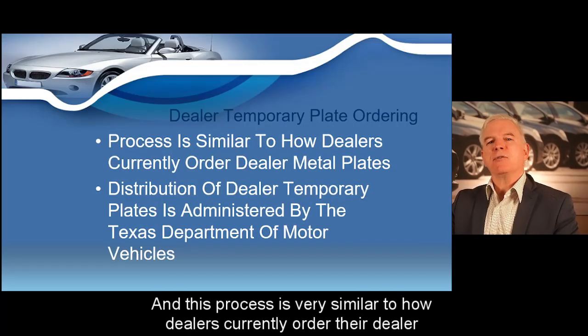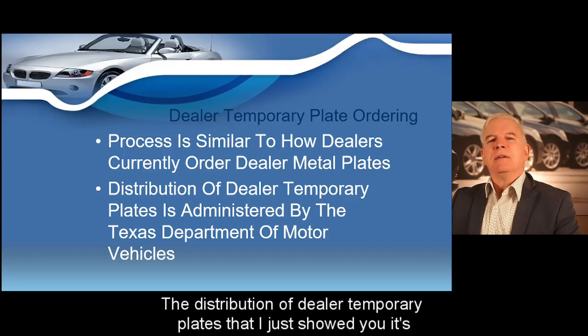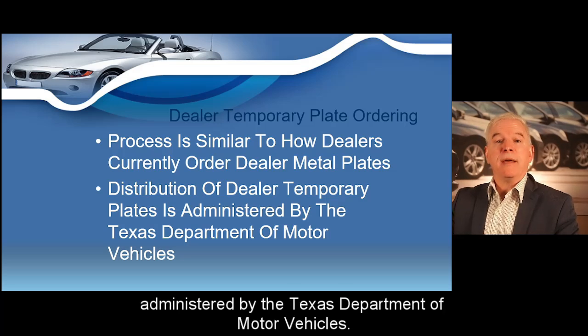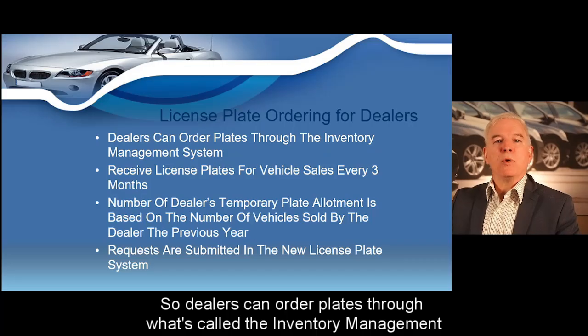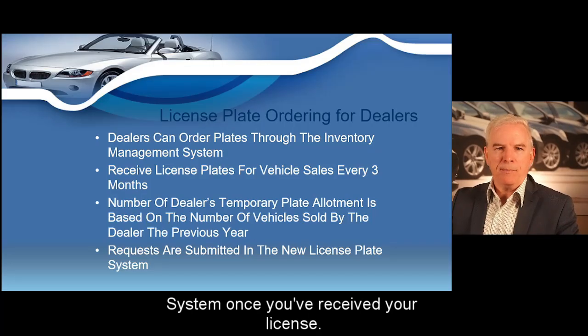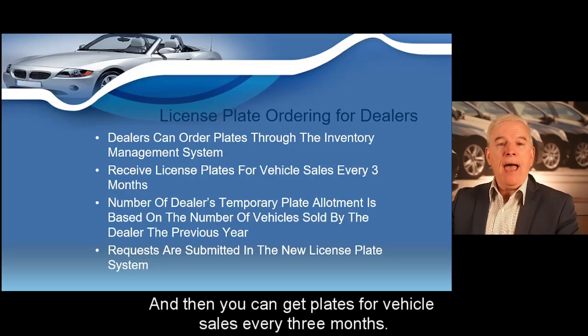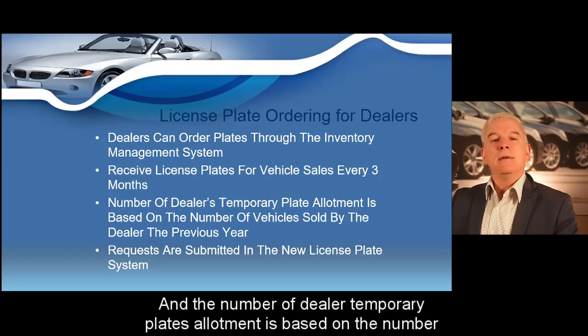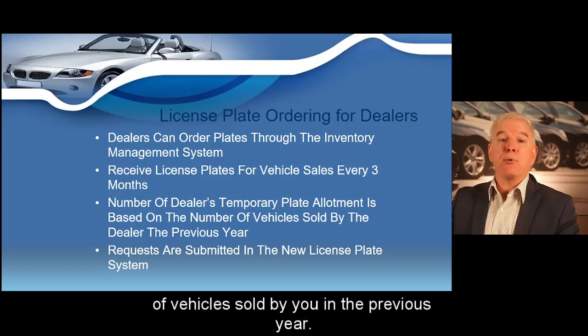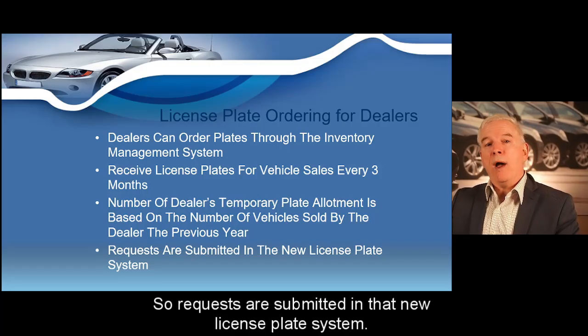Now, I want to show you how to order your plates. And this process is very similar to how dealers currently order their dealer metal plates. The distribution of dealer temporary plates that I just showed you is administered by the Texas Department of Motor Vehicles. So dealers can order plates through what's called the inventory management system once you've received your license. And then you can get plates for vehicle sales for every 3 months. And the number of dealer temporary plates allotment is based on the number of vehicles sold by you in the previous year. So requests are submitted in that new license plate system.